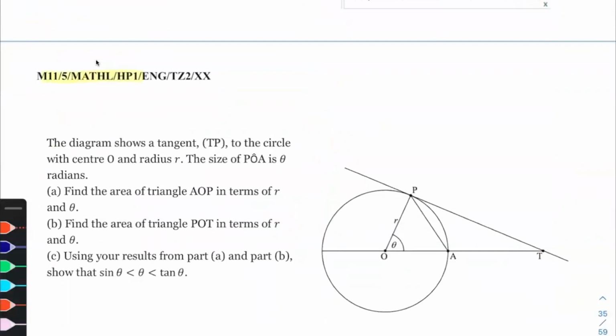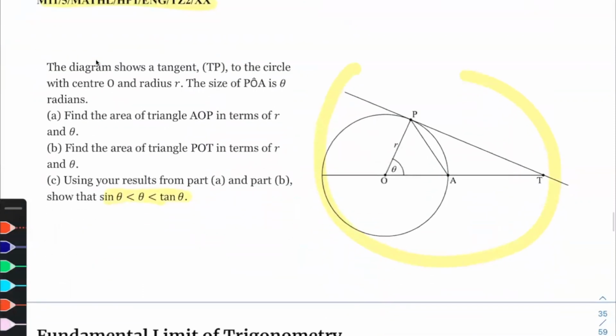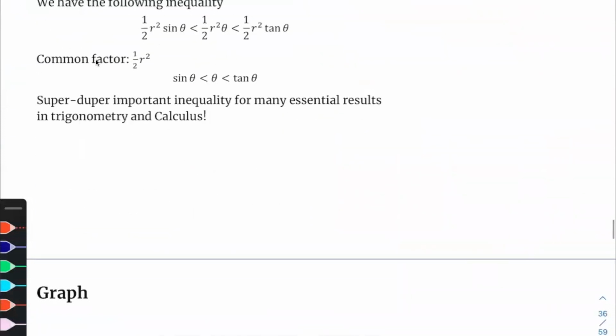Okay, another question. Oh wow, May 2011 was a good old year. You had to use this shape to derive this inequality: sine theta is less than theta, and theta is less than tangent theta. That was the inequality you had to derive from the May 2011 paper. But this is a very important inequality.